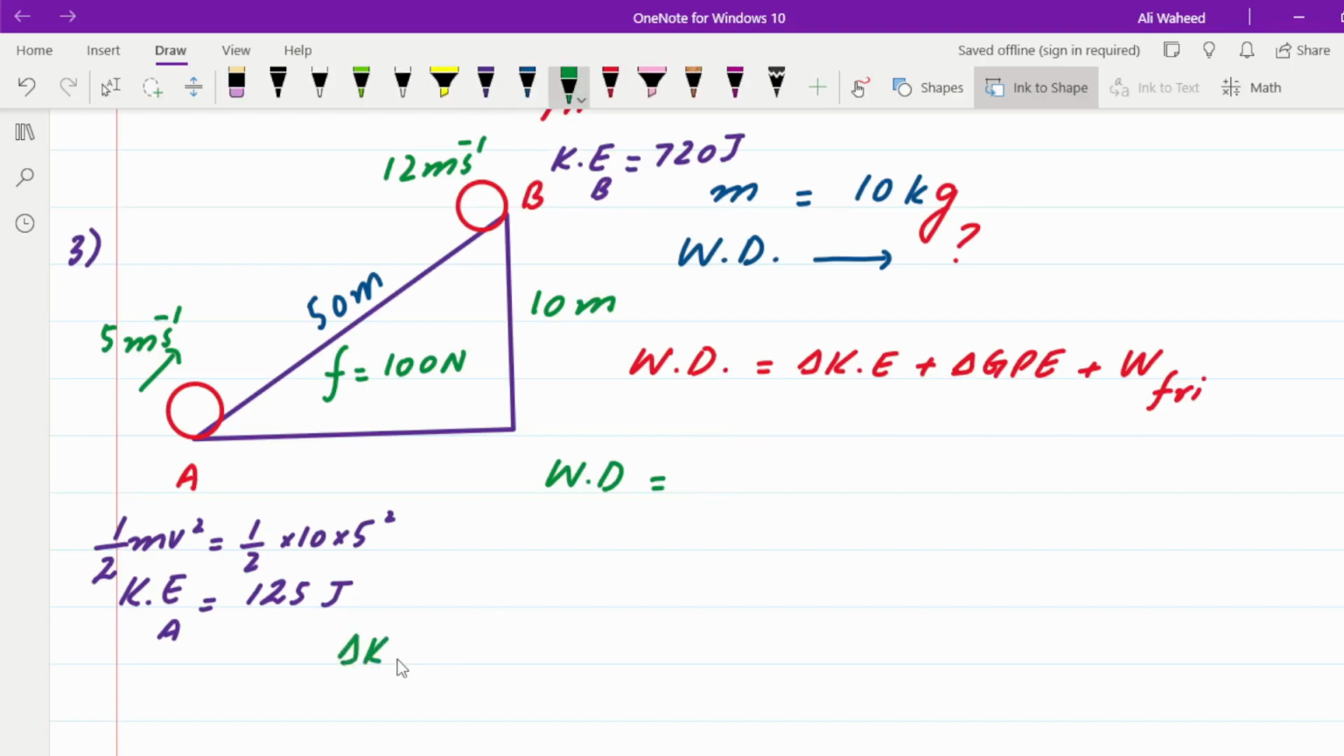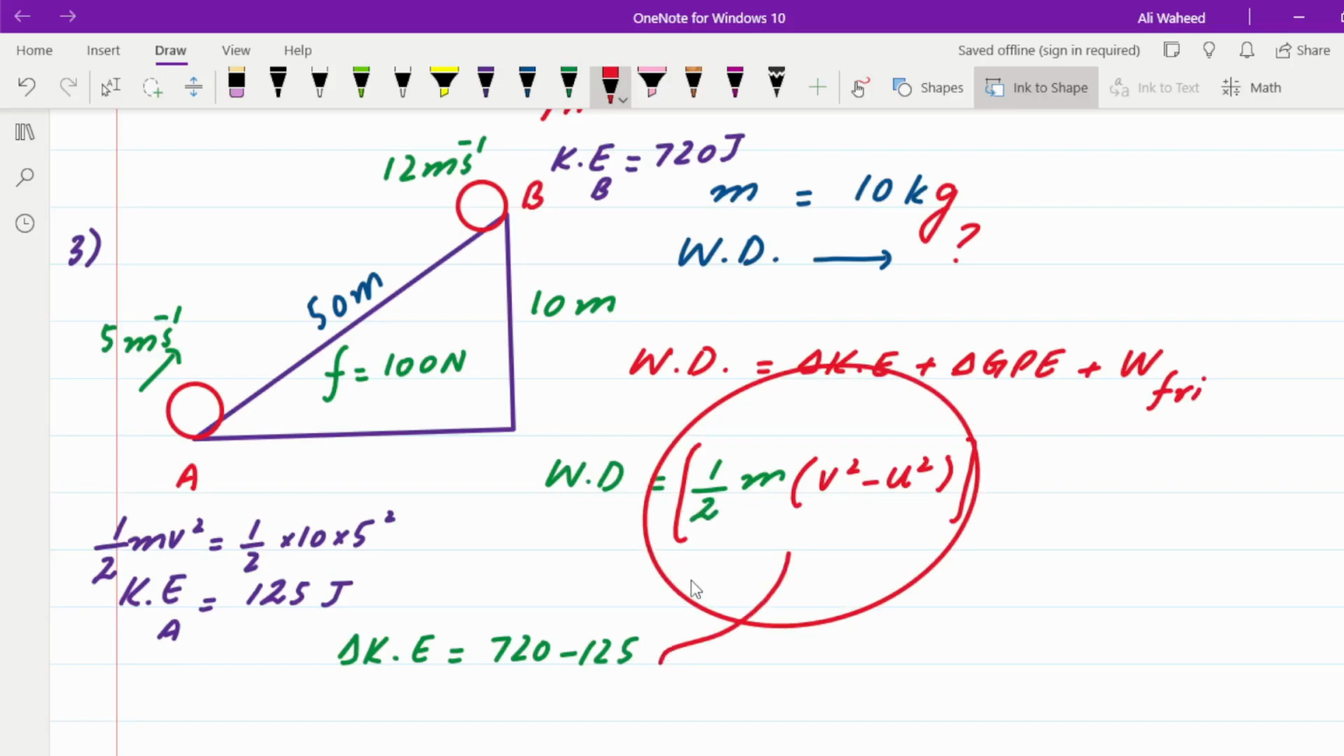So delta KE equals 720 minus 125. Now if you want to do it directly, what you write here is 1/2 m, since mass is constant, and then in the brackets you write v square minus u square. That will give you the change in kinetic energy. Now what is v? The square of 12 would be v square, and the square of 5 would be u square. And for all of it, you'll be getting the same answer.